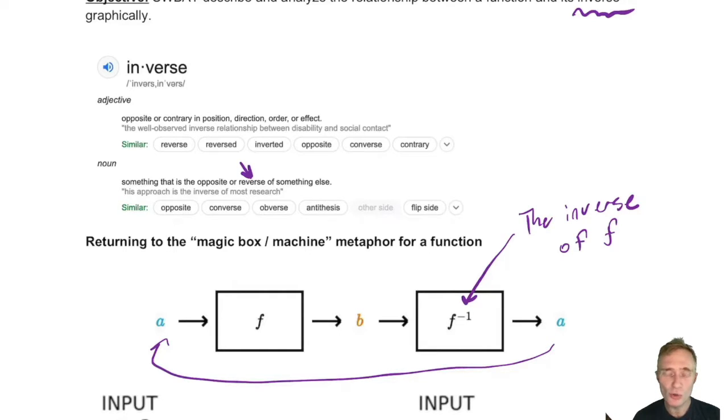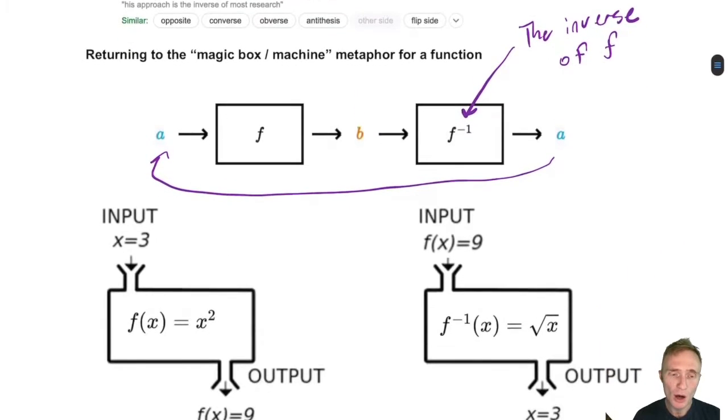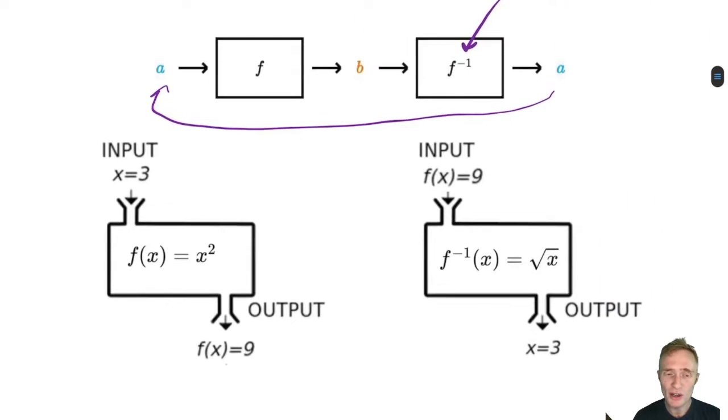Let's take a look to make that more concrete at a very famous inverse pair. On the left, we have the function f of x, and on the right, we have its inverse, the square root of x. Those are opposites. 2 squared is 4, and the square root of 4 is 2, back to where you started. 3 squared is 9, square root of 9 is 3. 4 squared is 16, square root of 16 is 4. 5 squared is 25, square root of 25 is 5. If you were to do those back and forth, you'd be back to where you started.